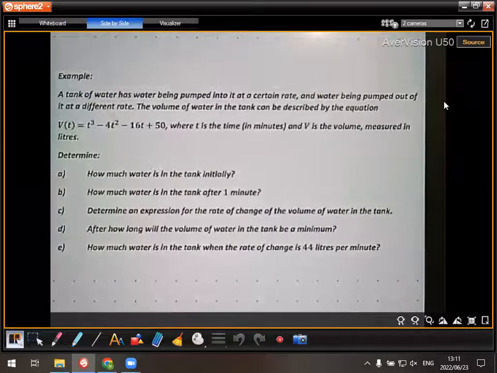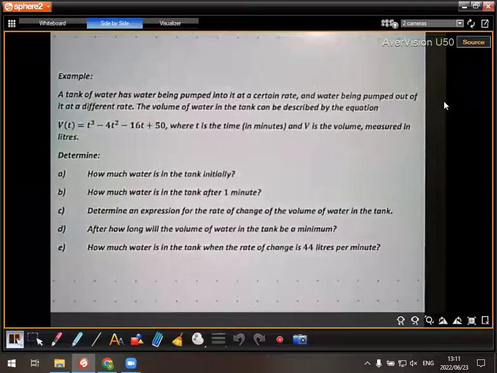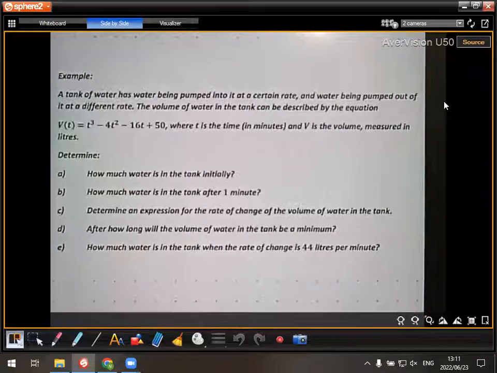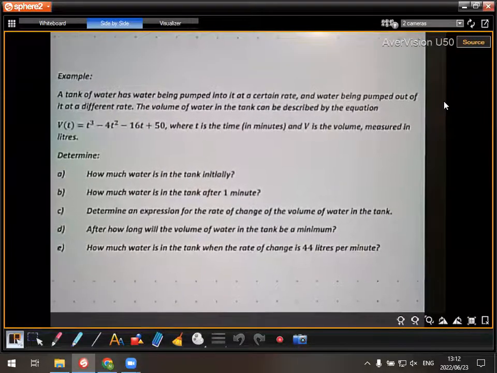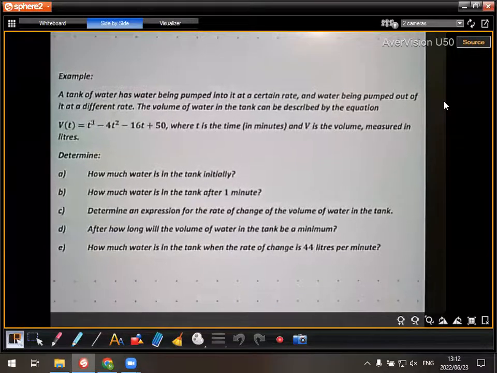All right, a tank of water has water being pumped into it at a certain rate. So there we already see the word rate, so we can already start thinking maybe we're going to have to work with derivatives here. And water is being pumped out of it at a different rate. The volume of water in the tank can be described by this equation. So they have given us an equation there. That is the function that we work with, where T is the time in minutes and V is the volume measured in liters.